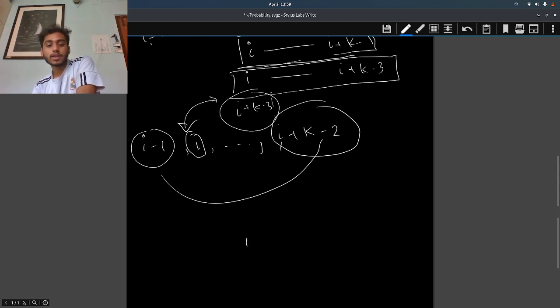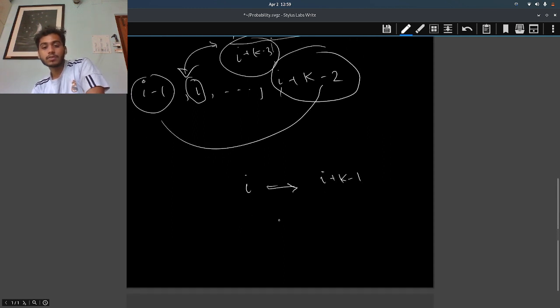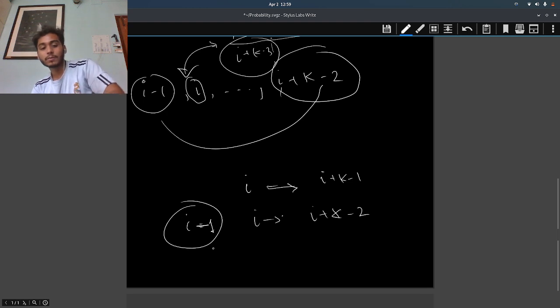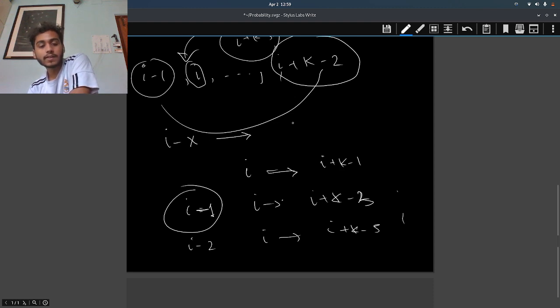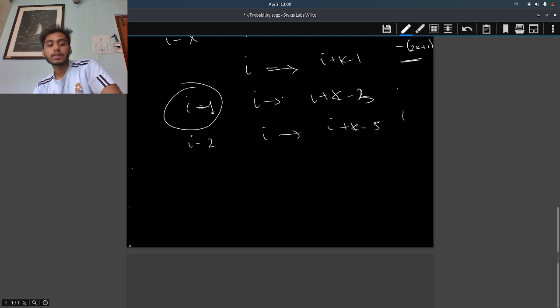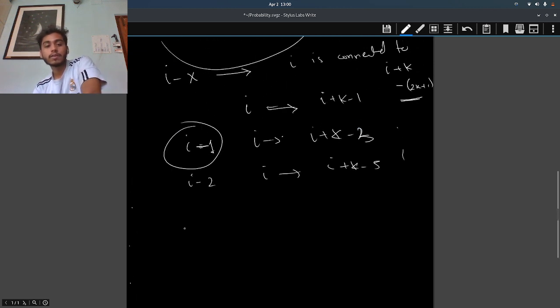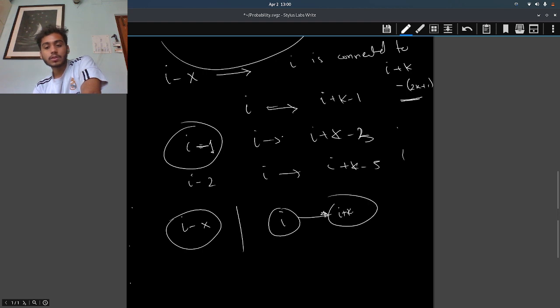and so on. If you check, you will see that I will be connected with I plus k minus 1, I will be connected with I plus k minus 2 when the subarray starts at I minus 1, when the subarray starts at I minus 2, this is 3, sorry, I plus k minus 5, and so on. So all these are odd basically, right? So when the subarray starts at I minus x, we can say then I is connected to I plus k minus 2x plus 1. Okay, you can put x equal to 0, you can see I plus k minus 1. You can put x equal to 1, you can see I plus k minus 3, and so on, right? So if our subarray starts at I minus x, then I is connected to I plus k minus 2x minus 1.